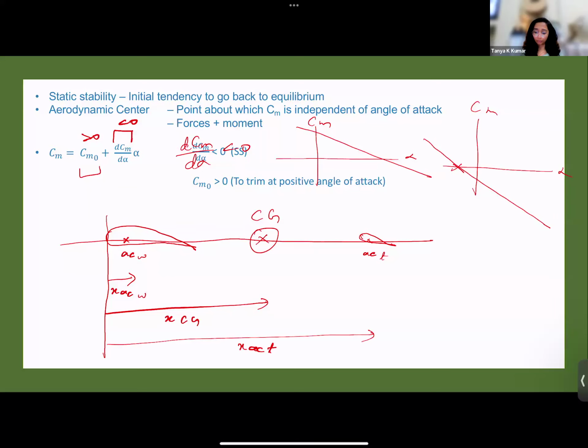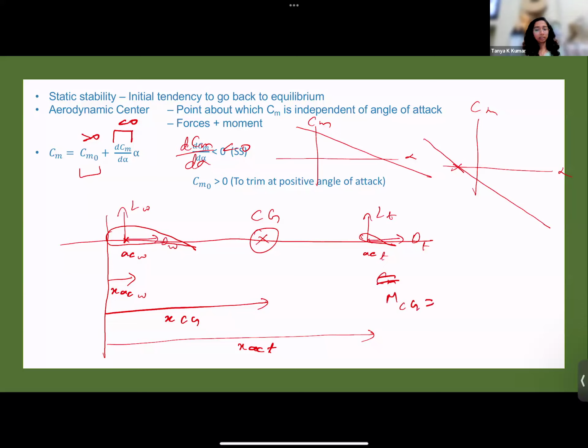So then you can start finding out the forces. You have lift of the wing, drag of the wing, then lift of the tail, drag of the tail. Find out the various components of these forces about CG. So you need to find Cm, or let's take moment.